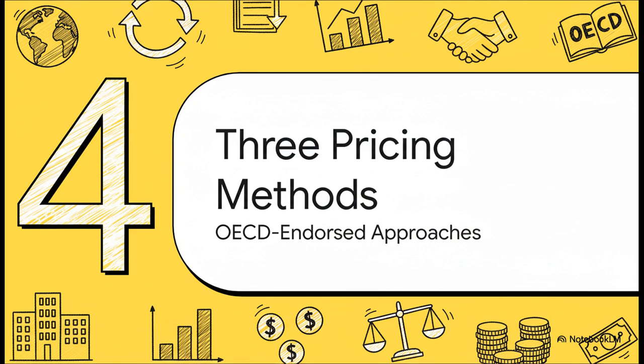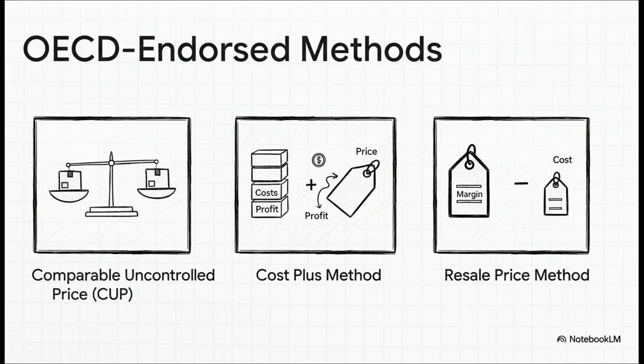So let's look at the three main methods that are endorsed by the Organization for Economic Cooperation and Development, or the OECD. To help figure out that arm's length price, three main traditional methods have been established. Now, the method you choose really depends on the kind of transaction you're looking at and, crucially, what kind of reliable data you can get your hands on.